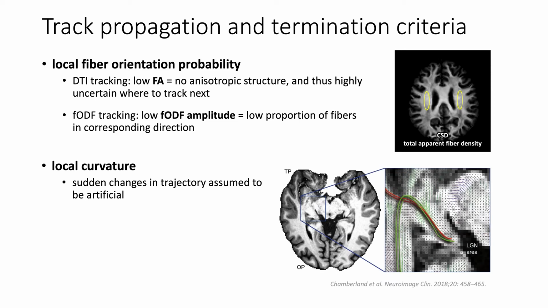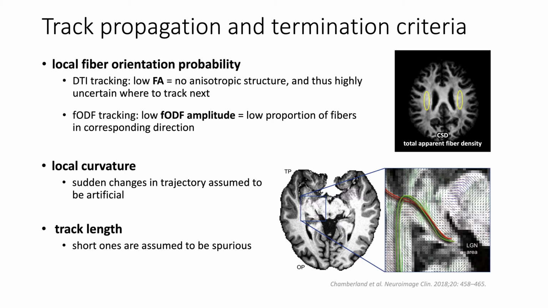However, there are situations where this assumption of fiber continuity might be invalid. For example, Meyer's loop is a highly curved portion of the optic radiation, depicted here in green. When seeding at the LGN area, most fiber tracking approaches will favor straight trajectories and instead track exclusively towards the temporal pole, missing Meyer's loop almost entirely.